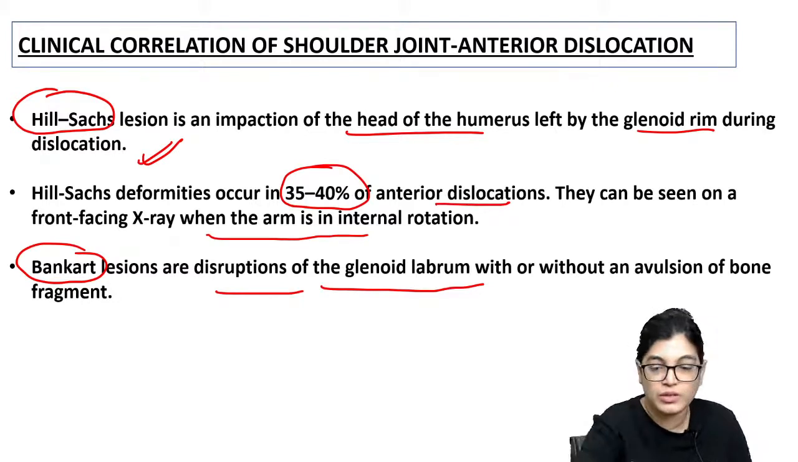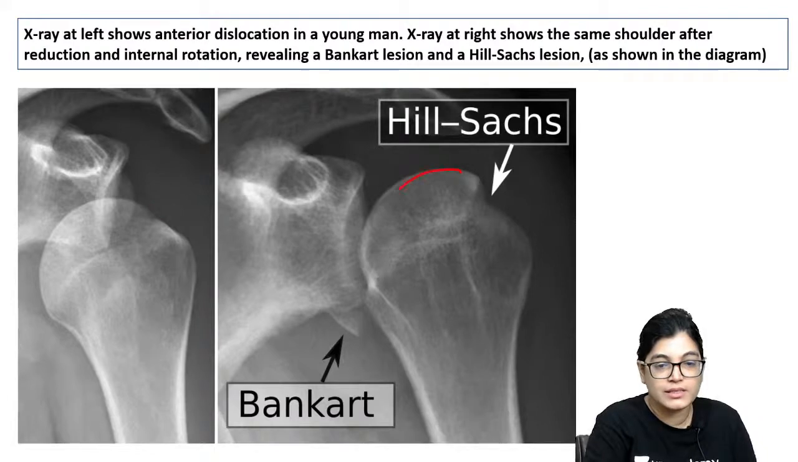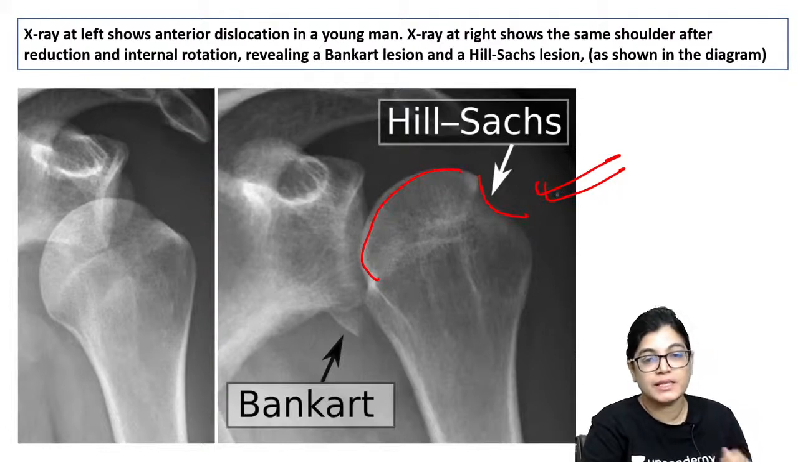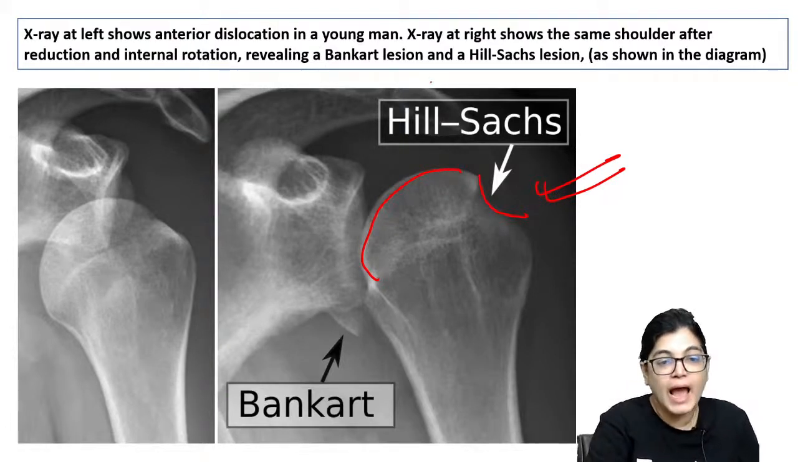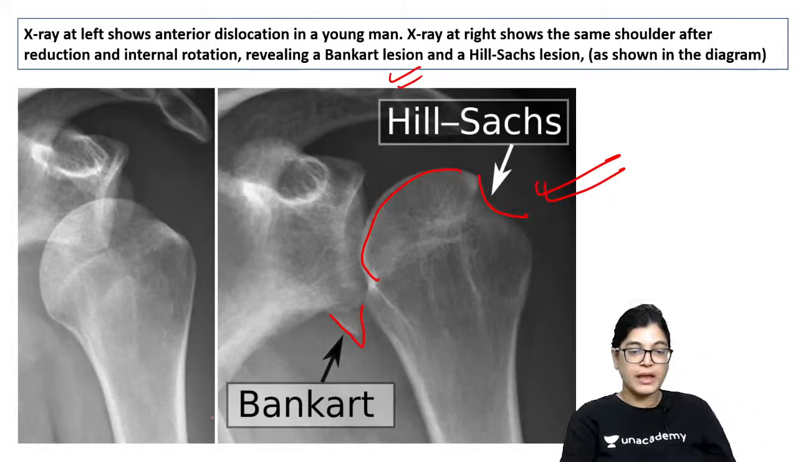Let me show you the diagram for this. Here you can see the head of the humerus, and here the impaction has been shown. So in Hill-Sachs, there is impaction of the head of humerus, and in Bankart lesion, disruption is there, and you can also see the avulsed bone fragment. So this is Bankart.